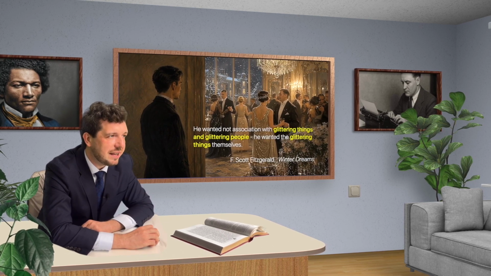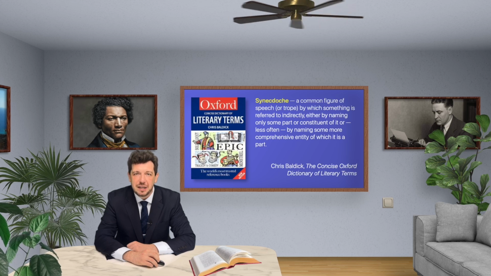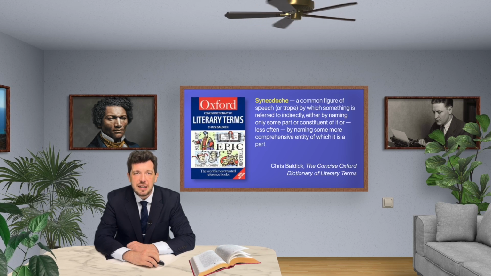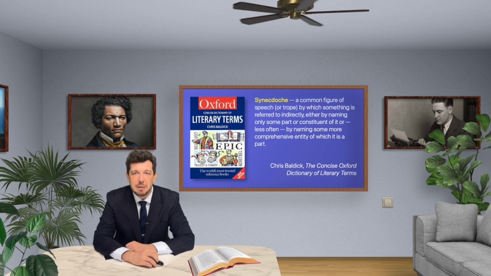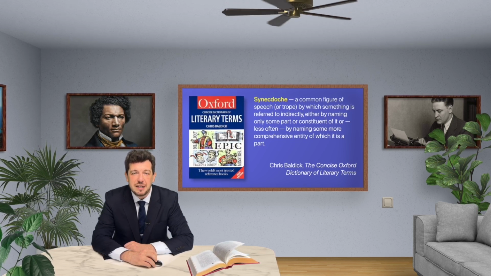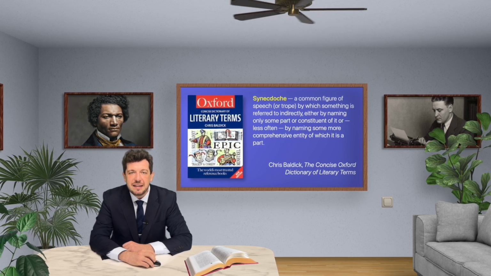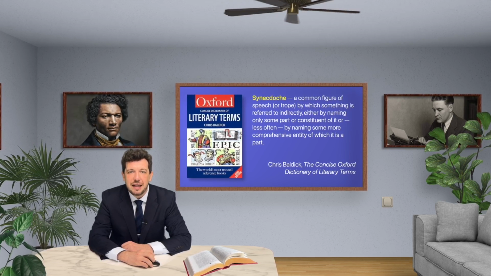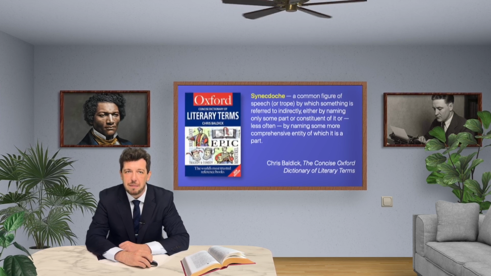A subtype of metonymy is synecdoche, a figure of speech in which something is referred to indirectly, either by naming only a part of it or by naming a larger entity of which it is a part. The distinction between metonymy and synecdoche is not always clear-cut, and different scholars sometimes classify the same example differently.